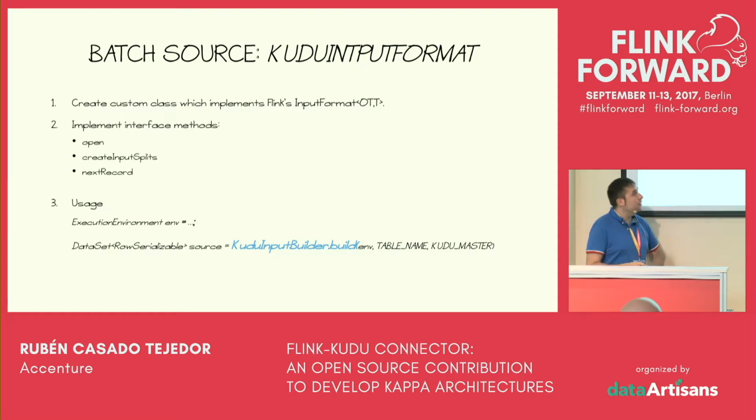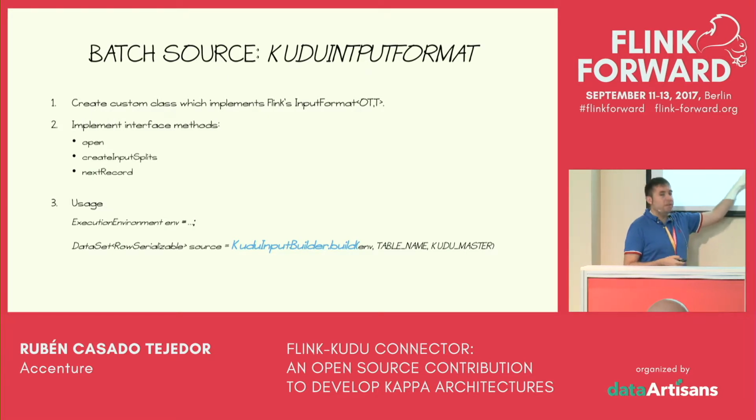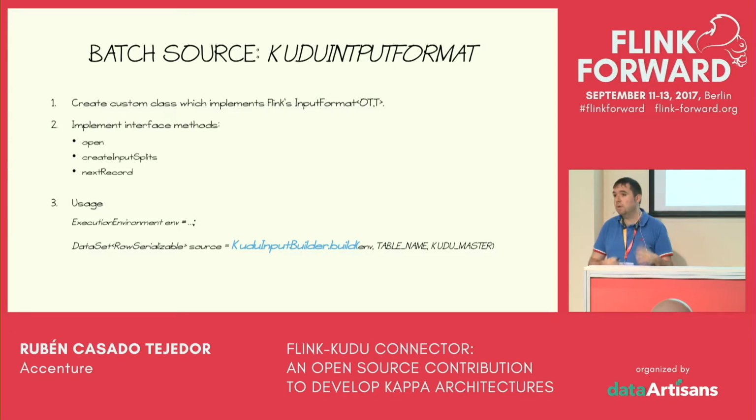Once we have defined this, we can use something like that. Using the Kudu input builder, we can define the table name and the Kudu master IP, and we get a DataSet of serializable row objects. We have to use this new row class because the Kudu API provides an object called RowResult that is not serializable. So we had to create this wrapper.